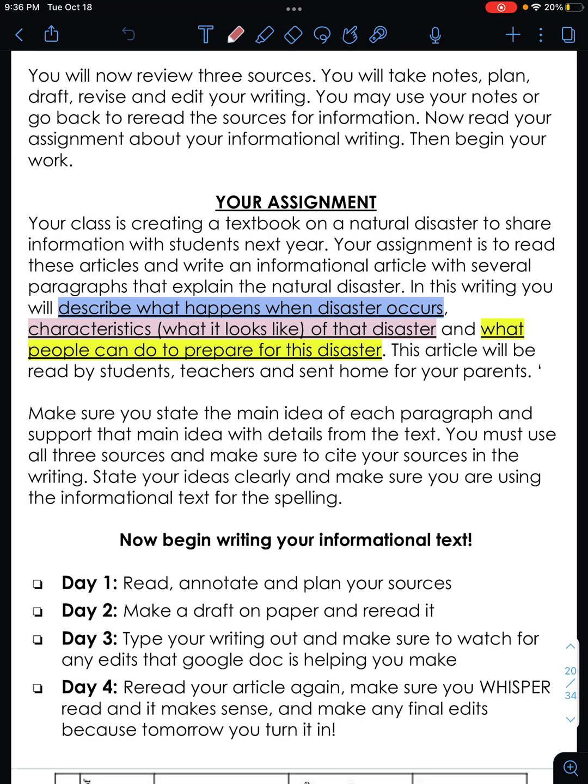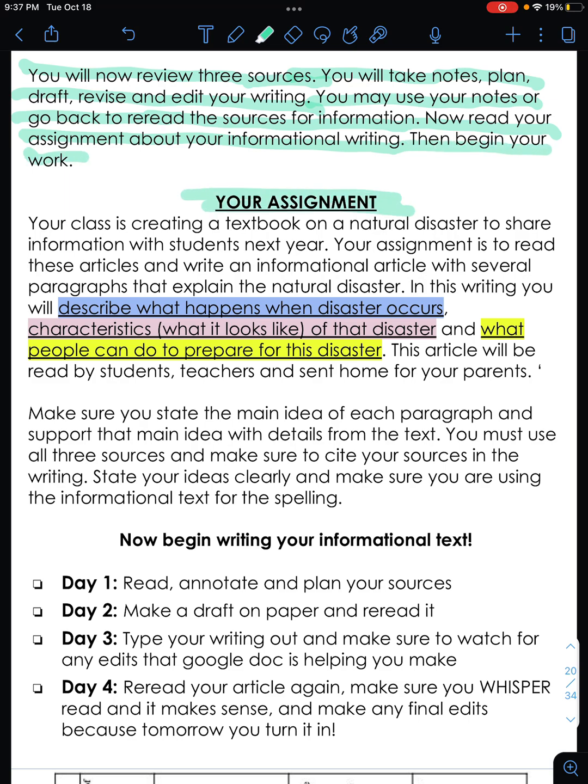Okay, and so I'm going to just go ahead and go over the directions, same thing like we did last week, but that way you'll have this video to refer back to. So it says, you will now, let me go ahead and change to my highlighter. You will now review 3 sources. You will take notes, plan, draft, revise, and edit your writing. You may use your notes or go back to reread the sources for information. Now read your assignment about your informational writing, then begin your work.